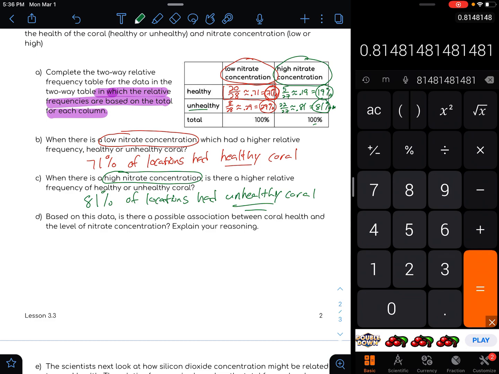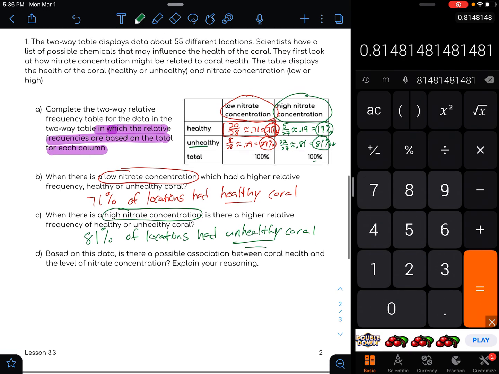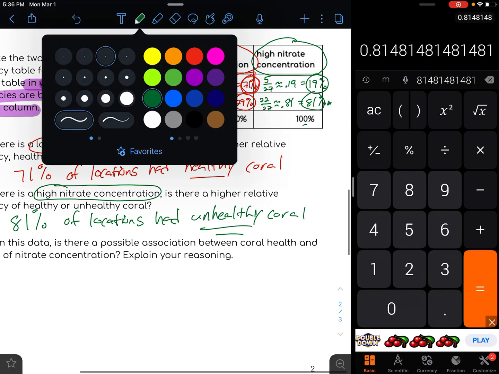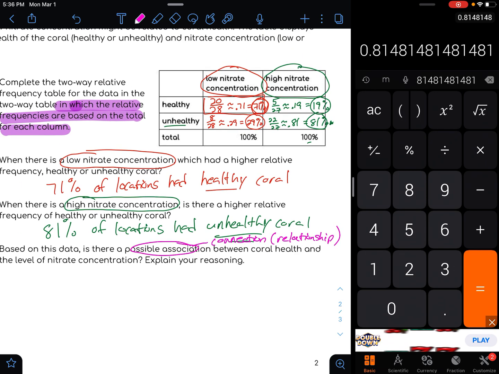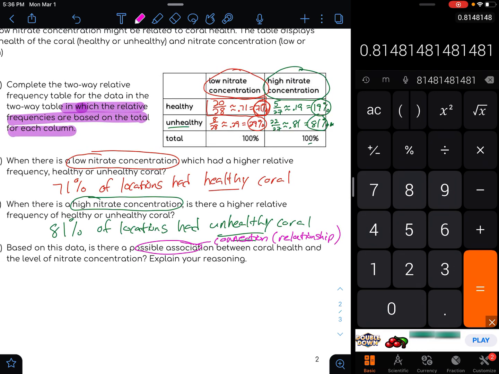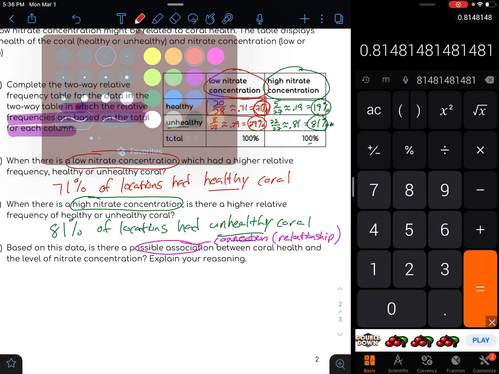Based on the data, is there a possible association between coral health and the level of nitrate concentration? Remember, we're talking about a connection. When we say possible association, we're asking, is there a relationship between the nitrate concentration and how healthy the coral will be? Well, there certainly seems to be in this case, in two different ways. Let's look at the low nitrate situation first.